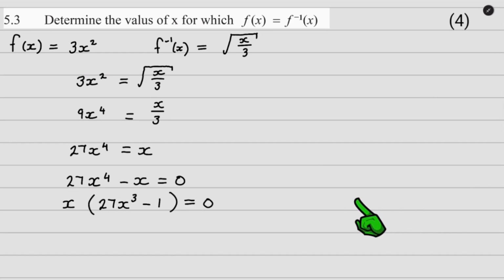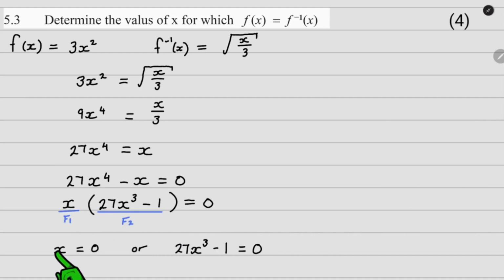Okay, and then what you really want to do is treat this like a quadratic equation. So you're going to work with your factors separately now, because it's factorized and equals 0. So here's factor 1, and here's factor 2. And then I grab each factor and make them equal to 0. So there's my first answer, x equals 0. Over here, I need to work on getting x on its own. So I'm going to do exactly that.